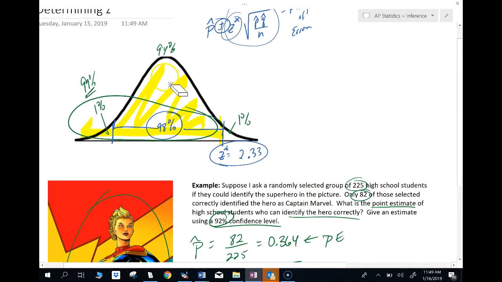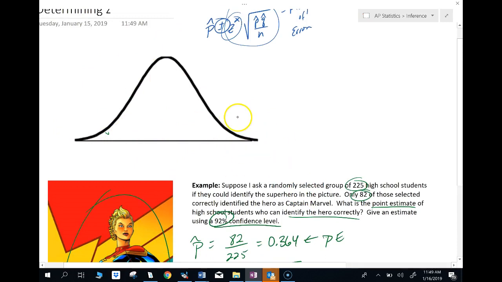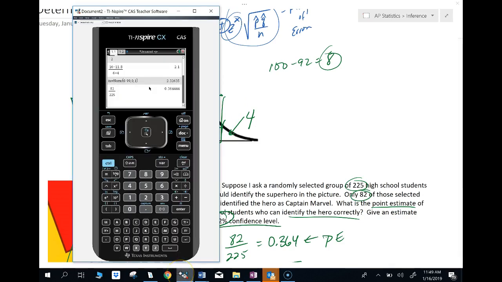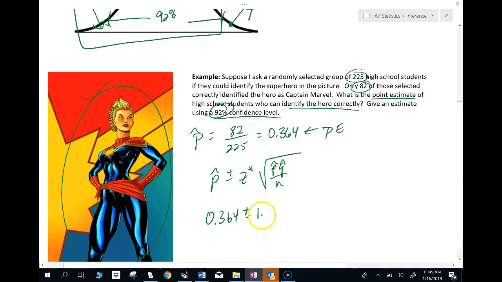Thinking about this again, we want 92% confidence. What's left over? 100 minus 92 is 8. So that's 8 left over between two parts, which means there's 4 here and 4 here. 4 plus 92 is 100, which means all of this piece right here is 96. So I'm going to use inverse norm of 0.96, and I'm going to get 1.75. So 1.75 is my z star for that.